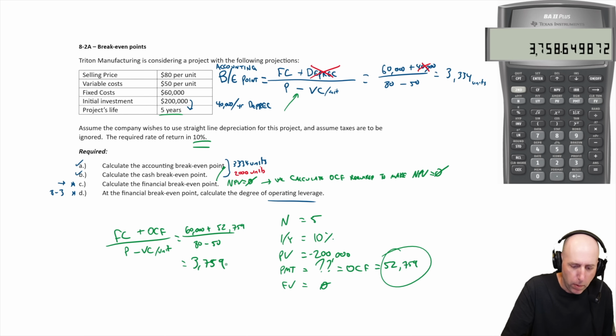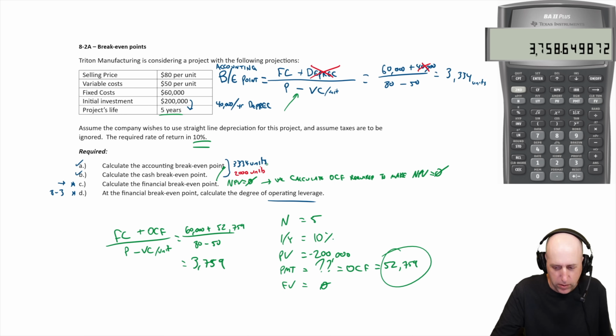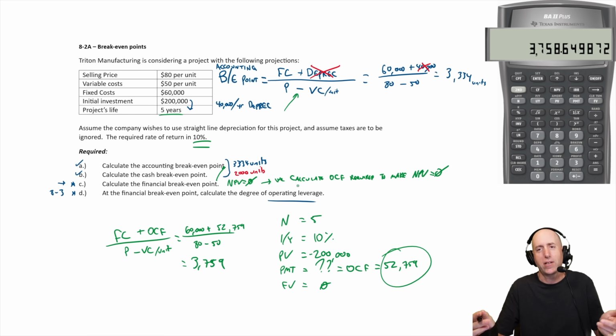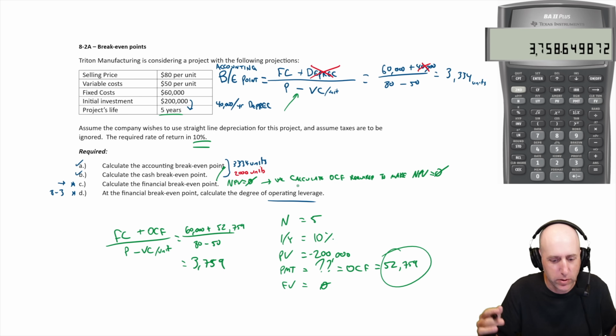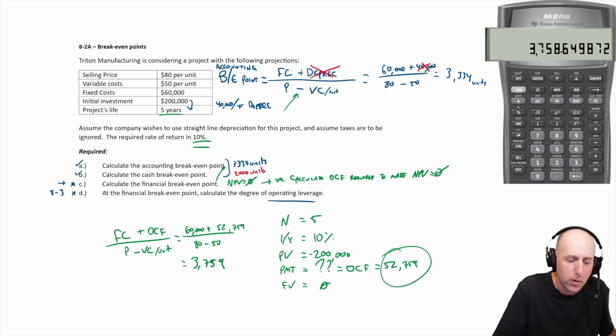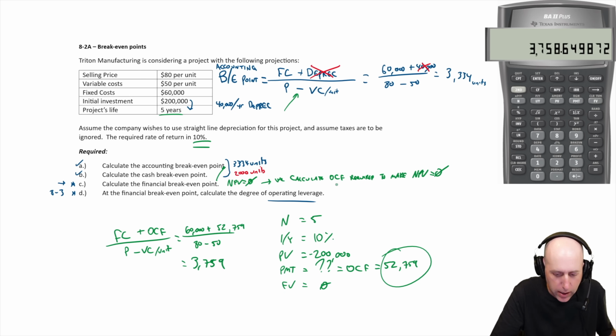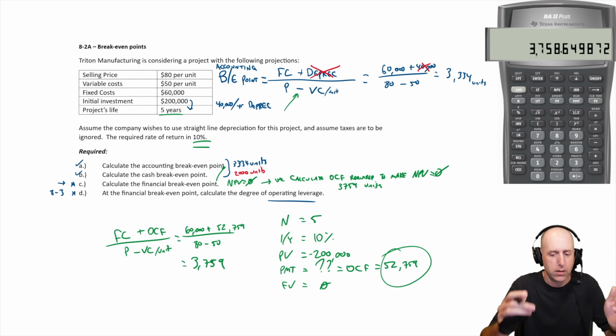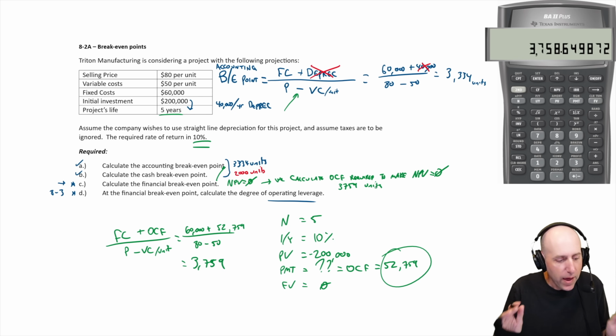Now, we're in the ballpark, right, of our other units, so that's always a good sign. If it was like 2 million or something, I'd be like, oh, I screwed something up. Sometimes you get absurdly high or absurdly low answers, and it just means you screwed something up. But we're in the ballpark here, and slightly higher than the accounting break-even point. Our break-even point for finance is 3,759 units. Beautiful. So that was the key for this one.